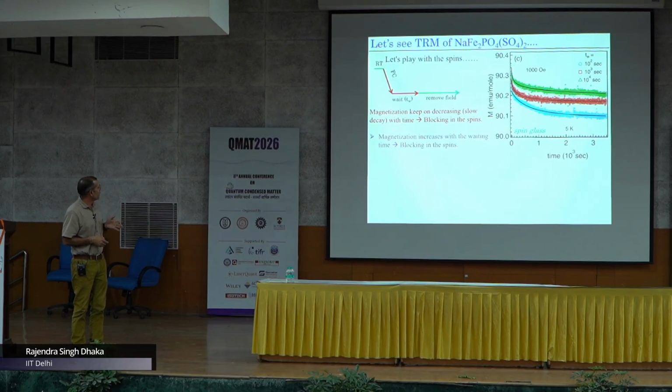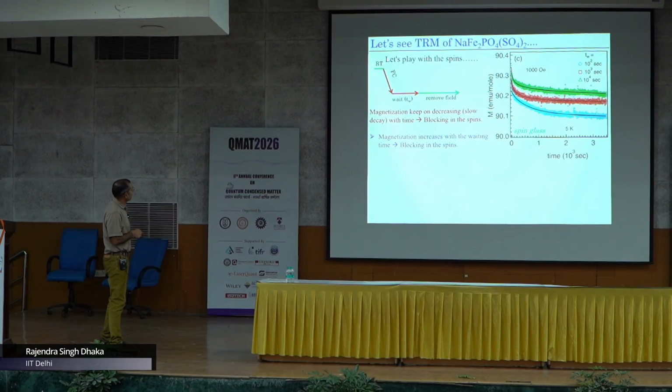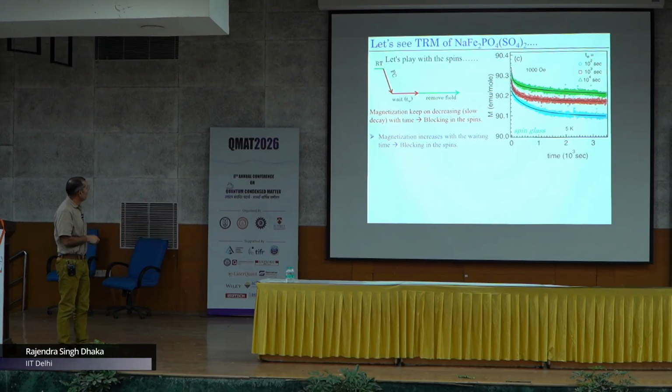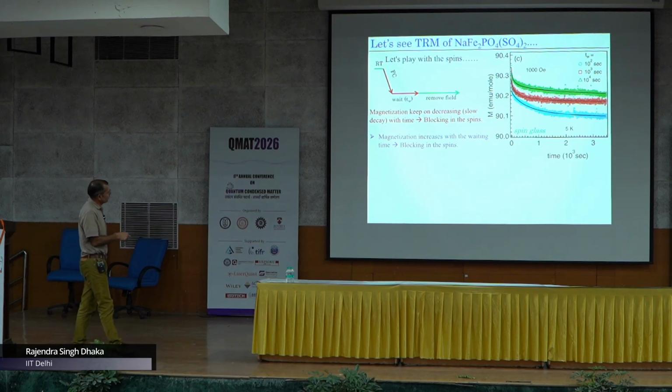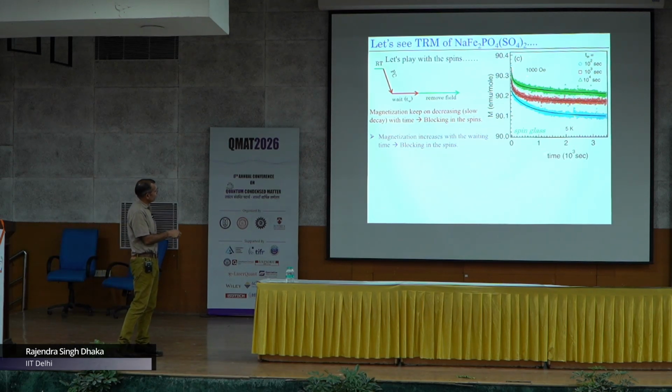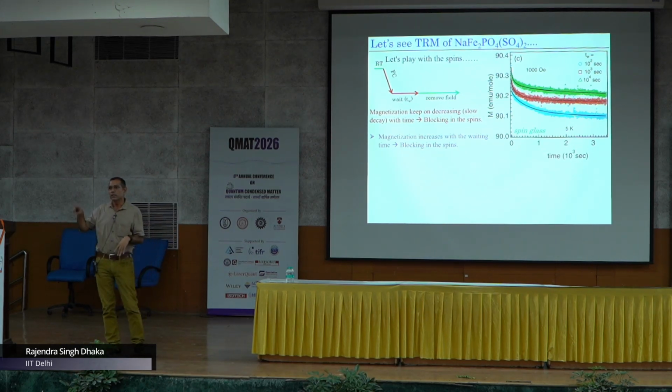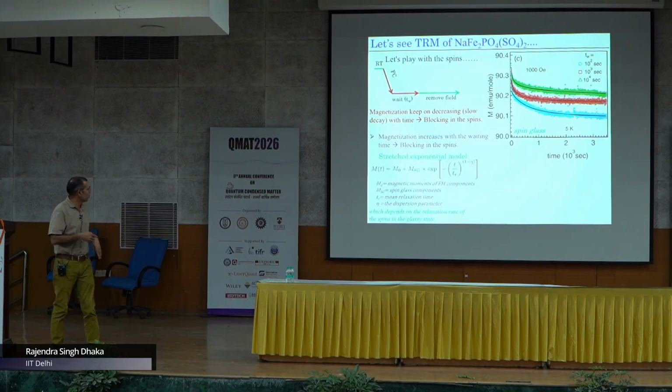To confirm this further, of course, we did two more measurements. One is what is called TRM, where you take the sample at room temperature, then you cool it in the field. So, this is field cooled, wait for some time, remove the field and then measure the magnetization. And that of course will decay with time, and how it is decaying, you do the fitting and then can conclude something by extracting some of these parameters from this exponential model.